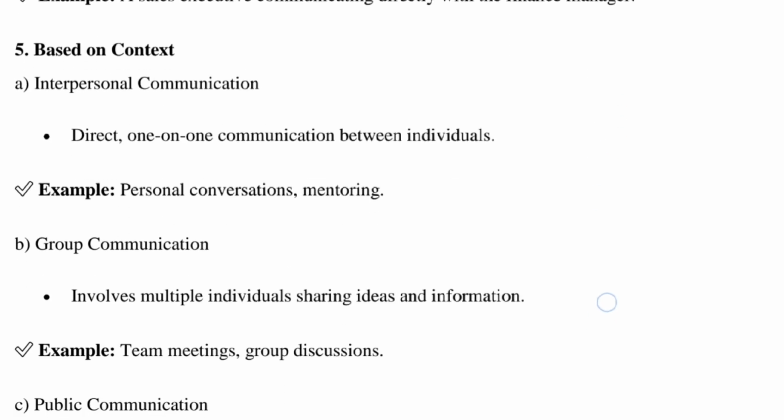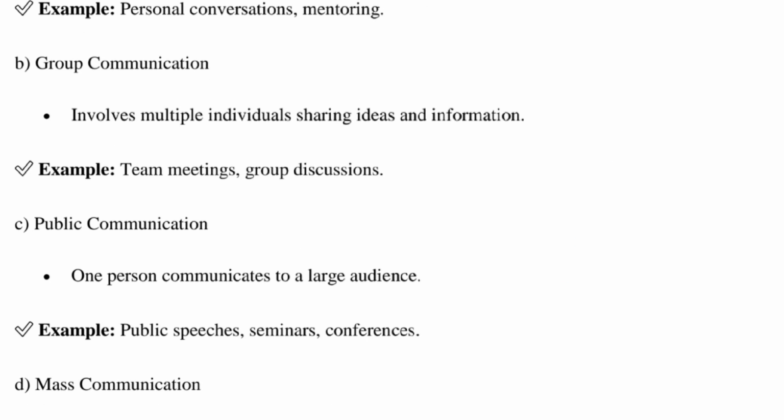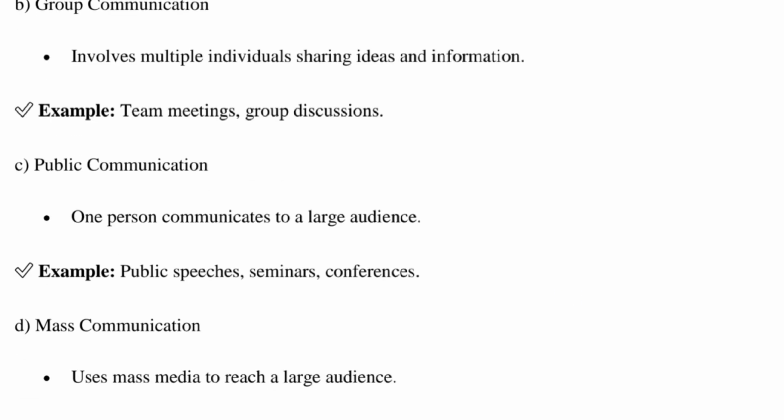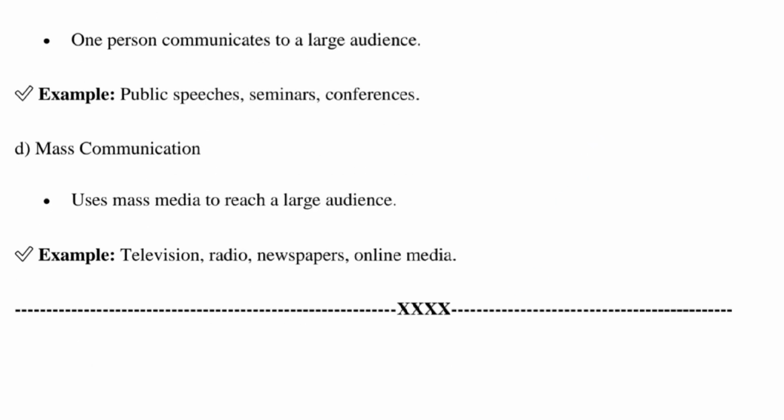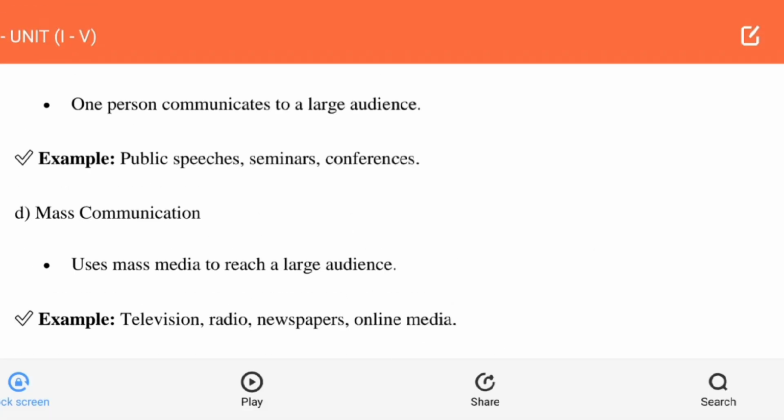Based on the context, interpersonal communication means a person conveying his message or thought to another person. Group communication takes place in a particular group of people, especially team meetings and group discussions. Then public communication, where one person communicates to a large audience, especially political meetings, seminars, conferences, and public speeches. Then mass communication, where the person uses mass media to reach a large group of audience, especially television, radio, newspaper, and online media.